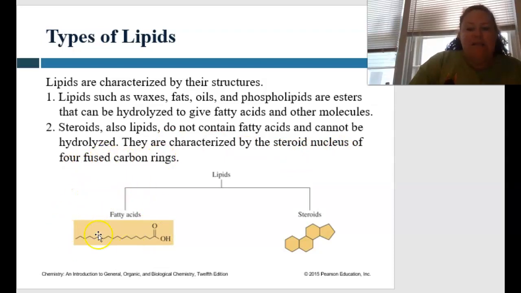Okay, so your fatty acids here that we were talking about, these are your waxes, your fats, your oils, and these are the ones that can be broken apart to give us fatty acids and other molecules. And then you have your stop signs in a house, right? So look for that backbone. And those are going to be your steroids, okay?